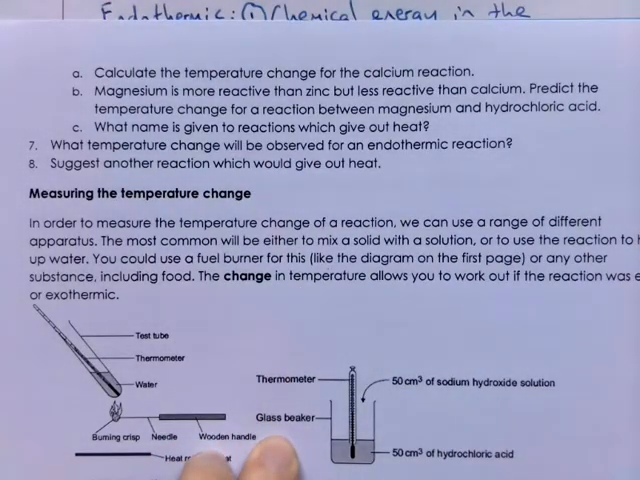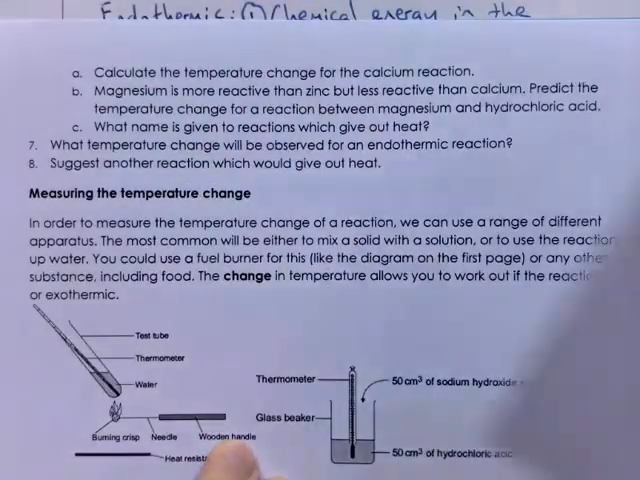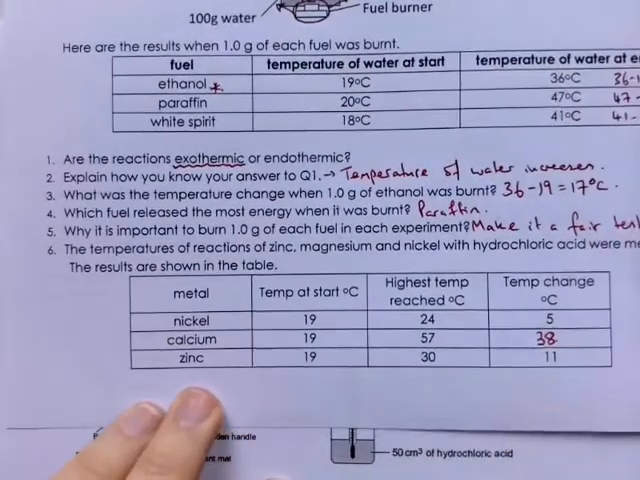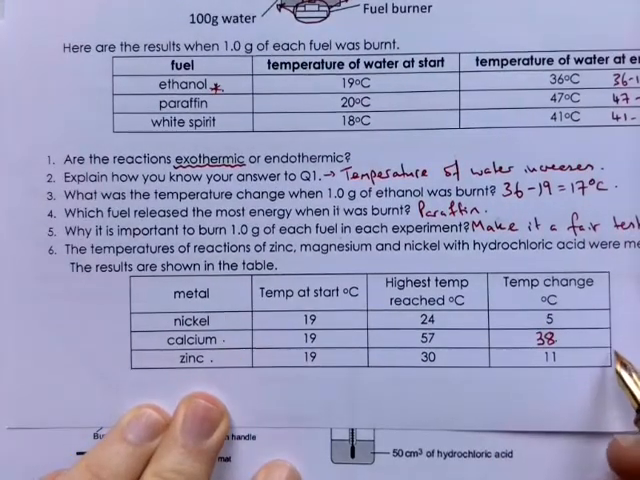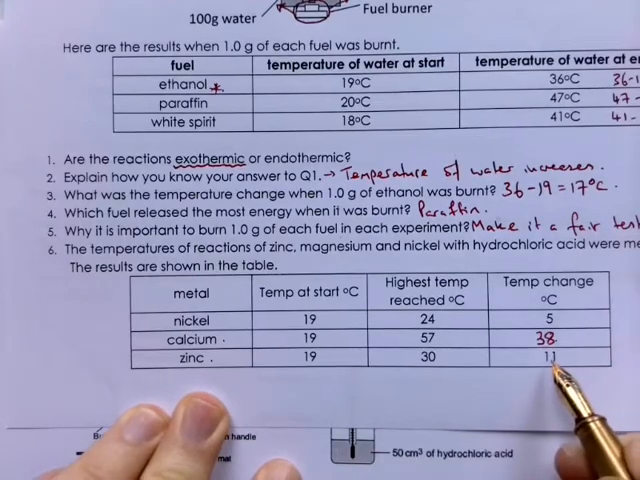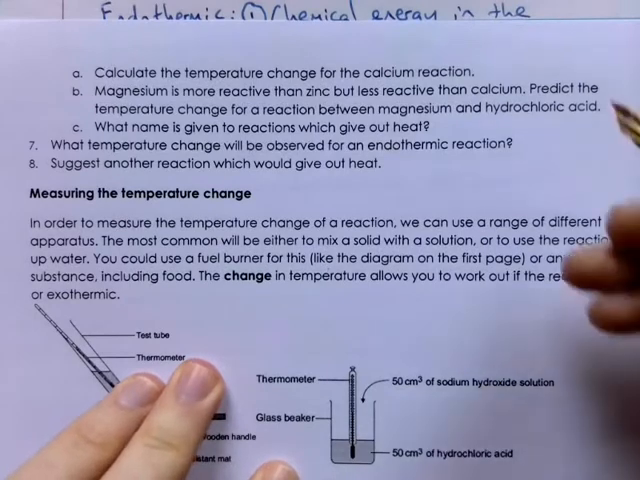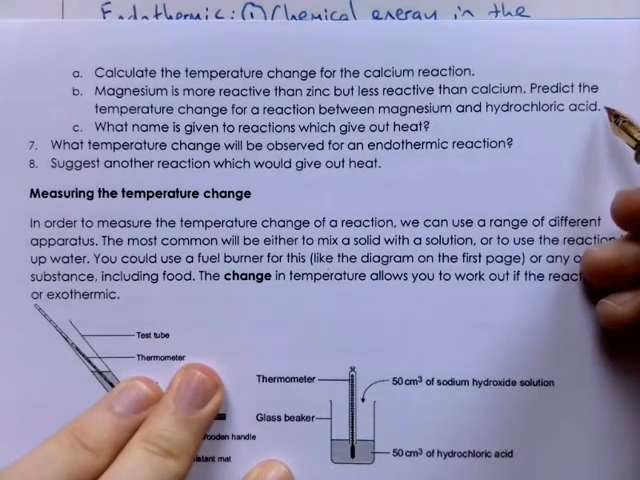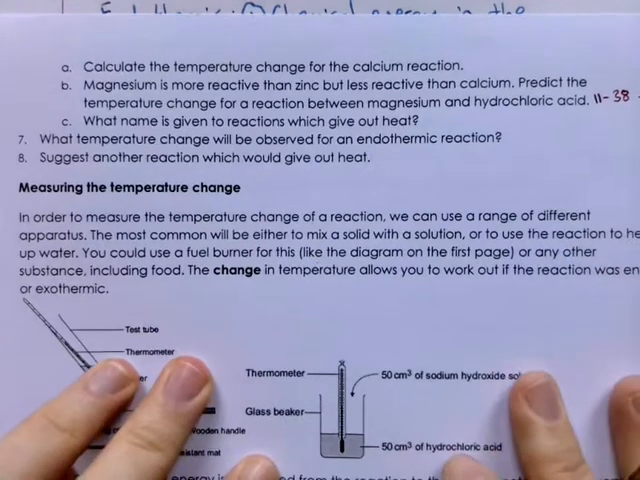Magnesium is more reactive than zinc, but less reactive than calcium. Predict the temperature change for a reaction between magnesium and hydrochloric acid. So magnesium is more reactive than zinc, but less reactive than calcium. So it's going to be somewhere in between here. As long as you give me a temperature change that's anywhere between 11 and 38, I will be happy with that. So anywhere between 11 to 38, any number that's between those two.